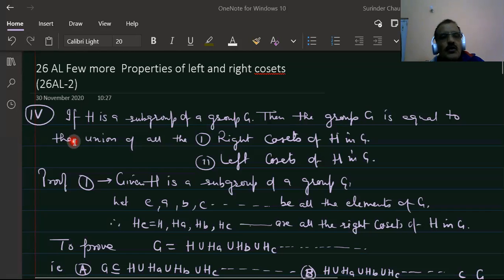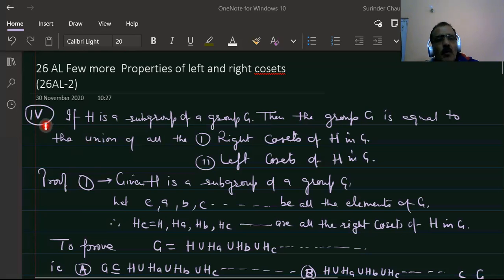Hello students, in the previous lecture we have defined left coset and right coset and also proved some properties of left as well as right cosets. Now in this lecture we'll prove the remaining properties of left and right cosets.